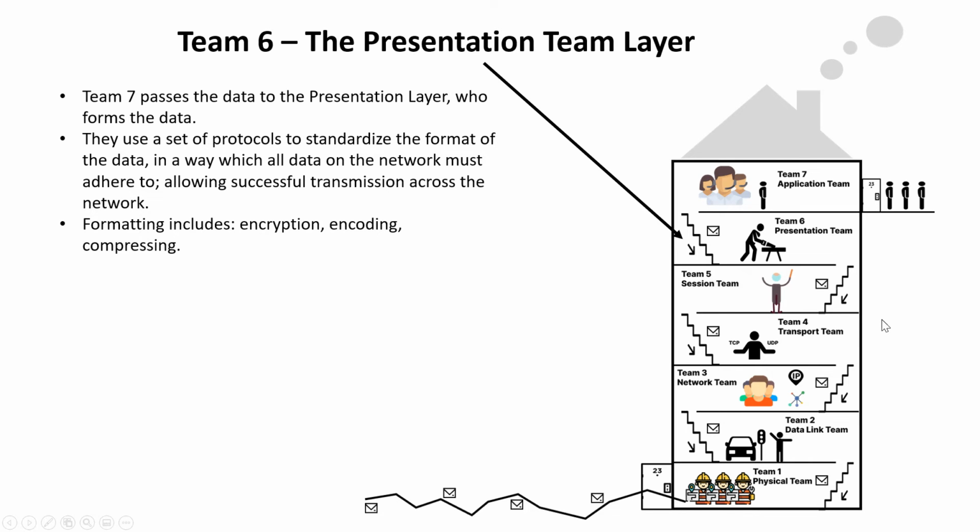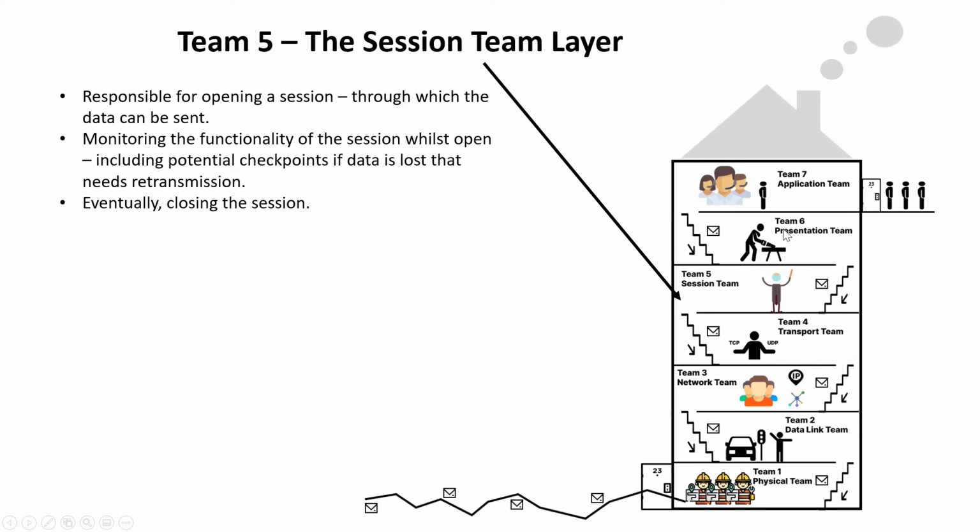Once team 6, the presentation team, is done, the data then gets sent down to team 5, which is the session team. We've got this little conductor here. The session team is responsible for the sessions that are needed through which the data is sent. So the session team opens and closes sessions, but also maintains the functionality of the sessions when open to allow for successful transmission of the data. It can also be potentially responsible for creating checkpoints, so that, for example, if data is lost, it can go back to the checkpoint and continue transmission from there. And it will eventually close the session once the data has been sent.